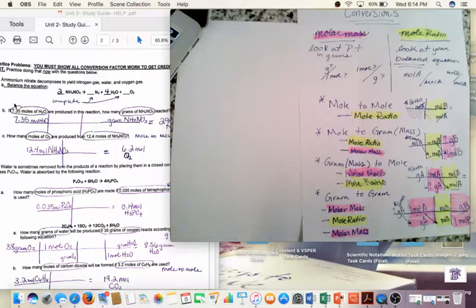I'm going to go ahead and do for you B. 7.35 moles of H2O are produced in this reaction. How many grams of NH4NO3 will react?